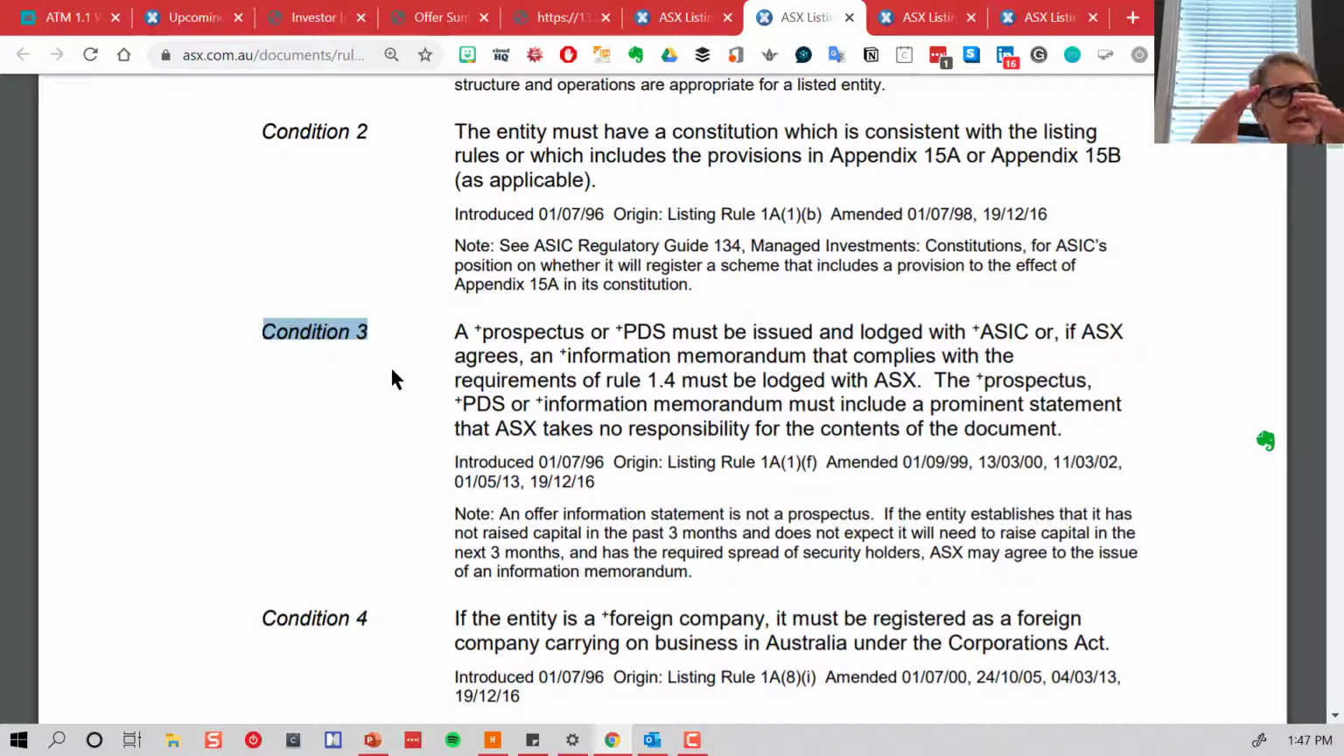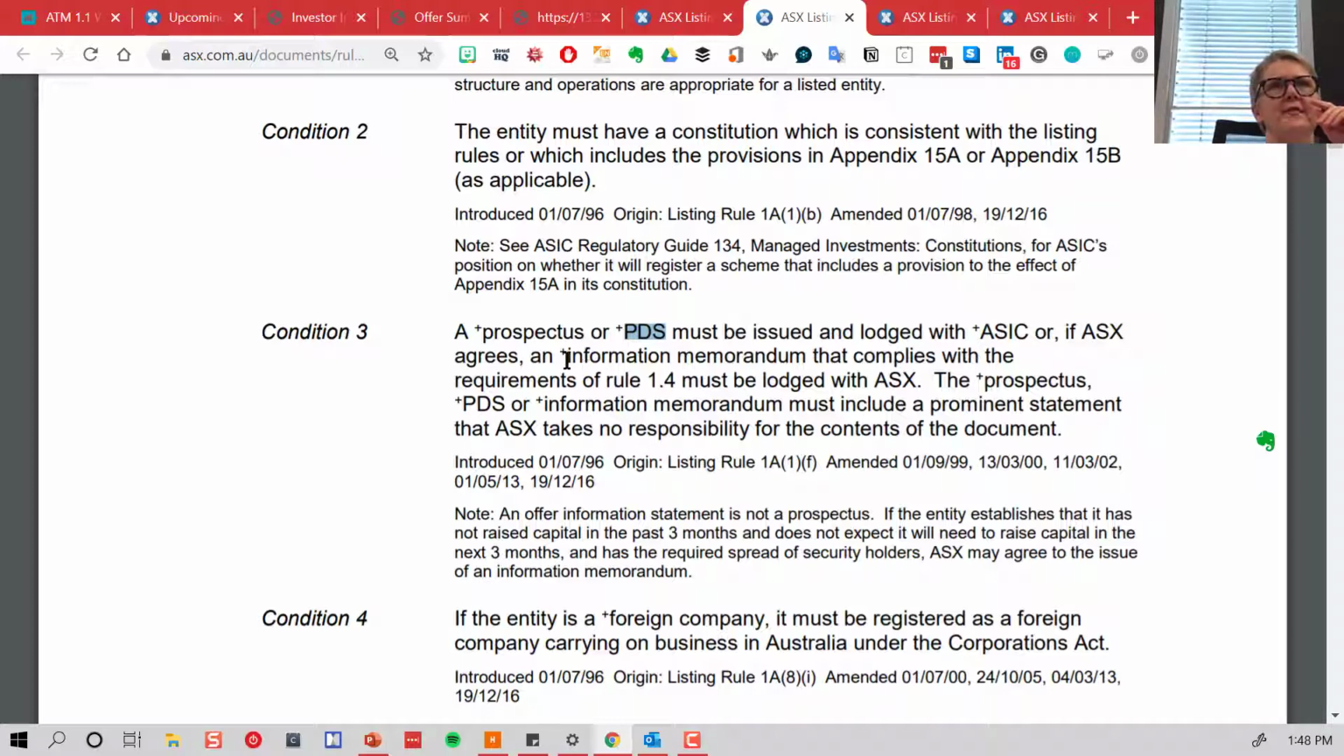It's still the same disclosure document, prospectus, or you would use a PDS, product disclosure statement in relation to a listed trust, or a managed investment scheme, I should say, and that prospectus needs to have been lodged with ASIC. So basically the listing rules here are dovetailing in with the Corporations Act rules that we'll look at as we move forward.